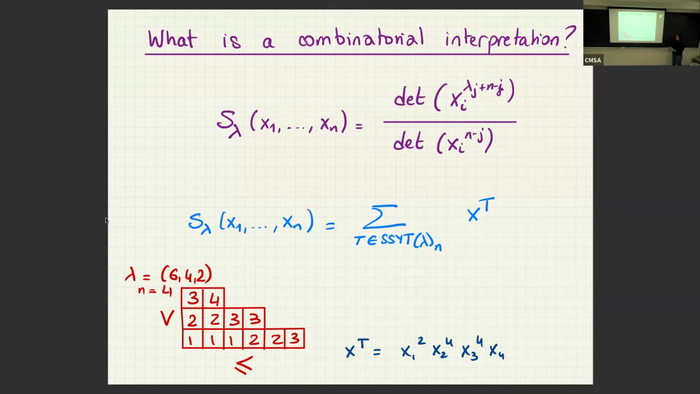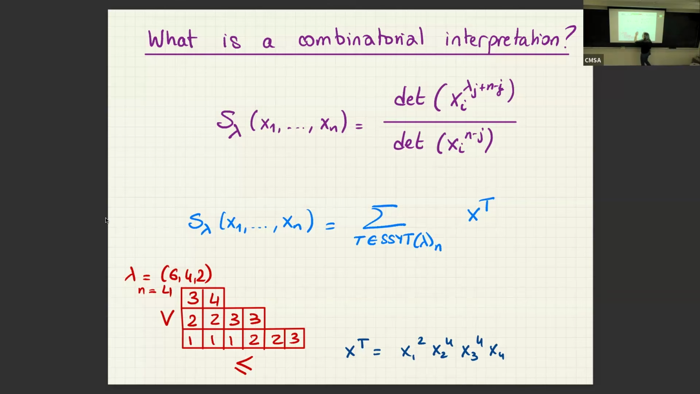So here I chose something very classical, the Schur polynomial lambda. I can write it as a sum over semi-standard Young tableaux of shape lambda, where the entries are less or equal to n, and then to each tableau I associate one monomial that comes from the tableau. So let me just remind you, even though probably all of you know that very well.